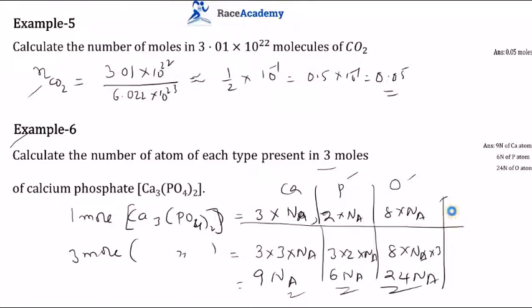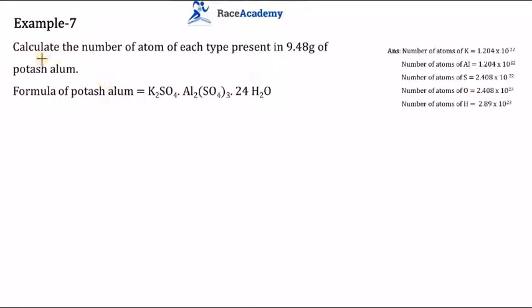Moving on to the next one. We have one more problem. Calculate the number of atoms of each type present in 9.4 grams of potash alum. They have given the potash alum formula to us. Particularly, we have to note down the atomic masses of potassium, aluminum, sulfur and oxygen separately.